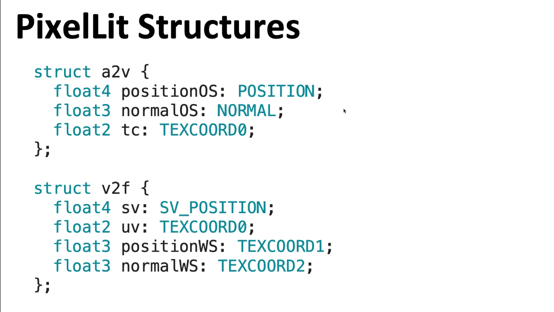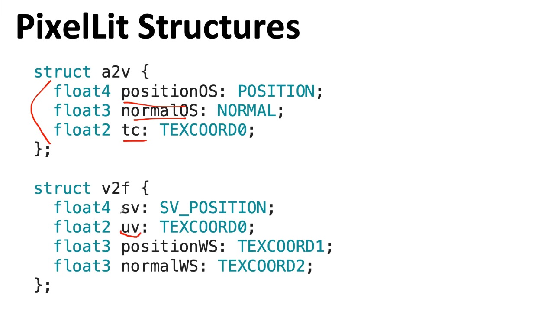So the overall structure is pretty similar. The information coming from the CPU side for each vertex is the same. I've got a position, a normal, and a texture coordinate. But now what I'm passing along to the vertex shader is different. I'm still passing along the texture coordinate. That's what we're going to need to do the texture lookup.